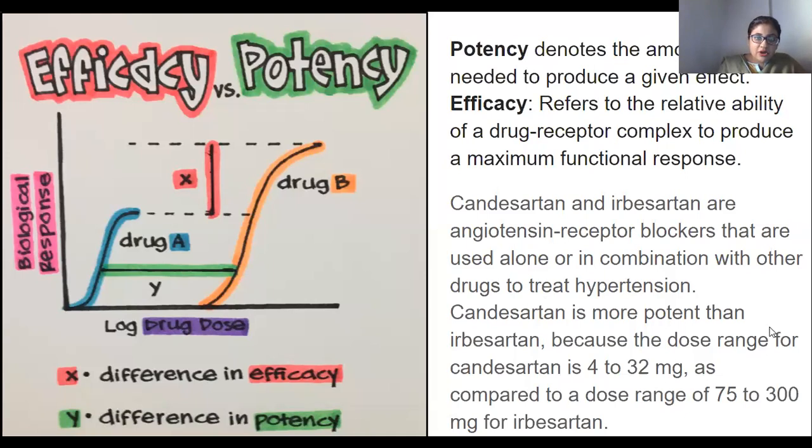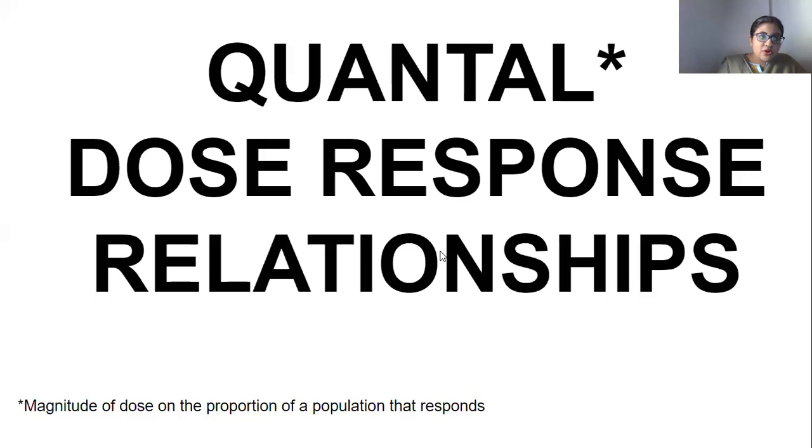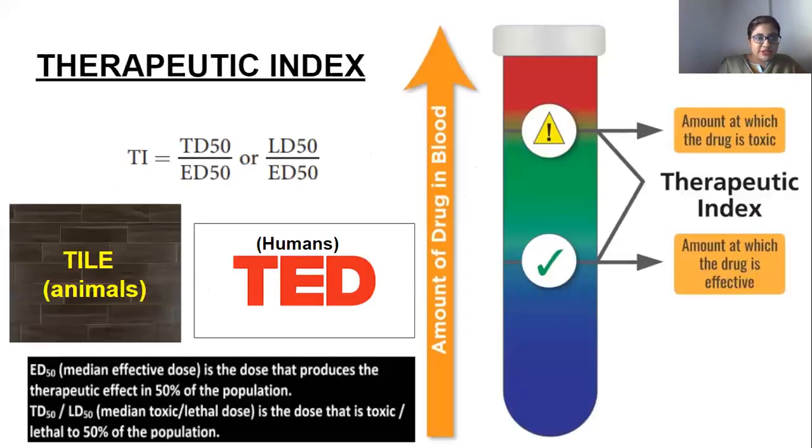All right, now comes quantal dose response. What is quantal? Quantal tells you the magnitude of dose on the proportion of a population that responds. So it is a study which we do on a specific population, and then we try to understand how much of a dose produces how much response in a specific population. Let's talk more about it.